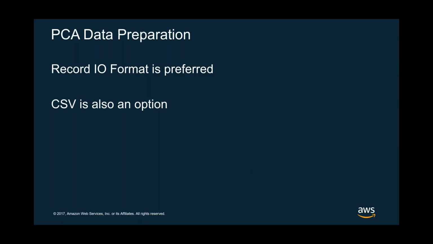Another important thing about SageMaker in general is that a lot of the algorithms do prefer what's called record IO format. However, comma-separated values is also an option. It's pretty easy to convert your data into record IO format. We're going to see a little bit of that in the code, but you can still use CSV.